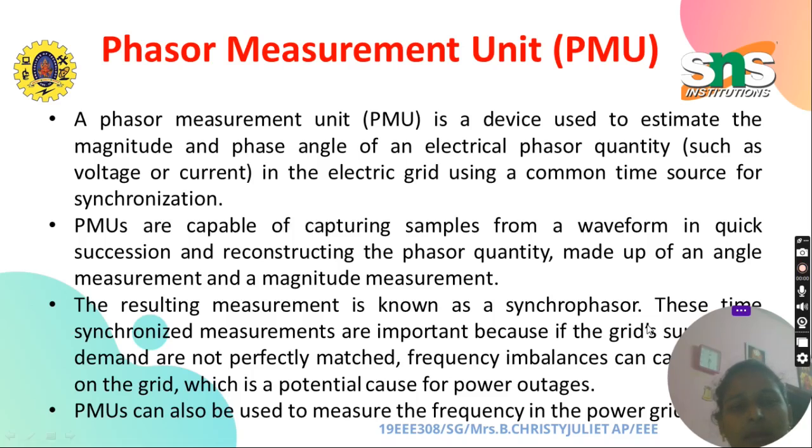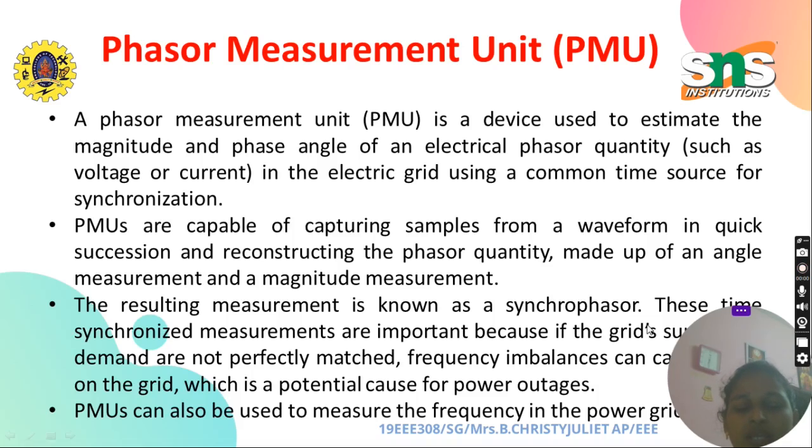PMUs are capable of capturing samples from a waveform in quick succession and reconstructing the phasor quantity, which is made up of an angle measurement and a magnitude measurement. The resulting measurement is known as a synchrophasor. These time-synchronized measurements are important because if the grid supply and demand are not perfectly matched, frequency imbalance can occur on the grid, which is a potential cause of power outages. This imbalance can only be avoided through these PMUs.